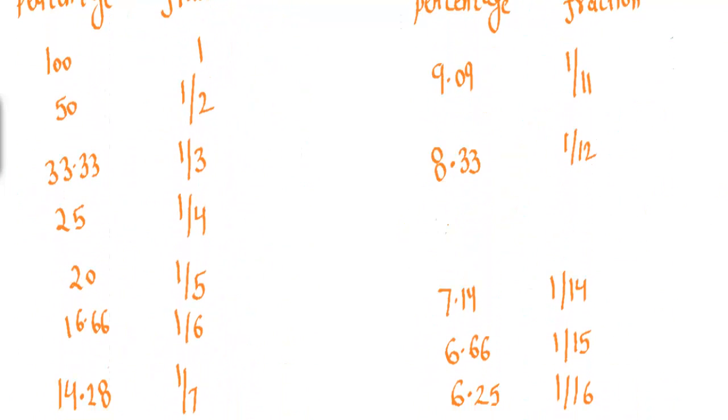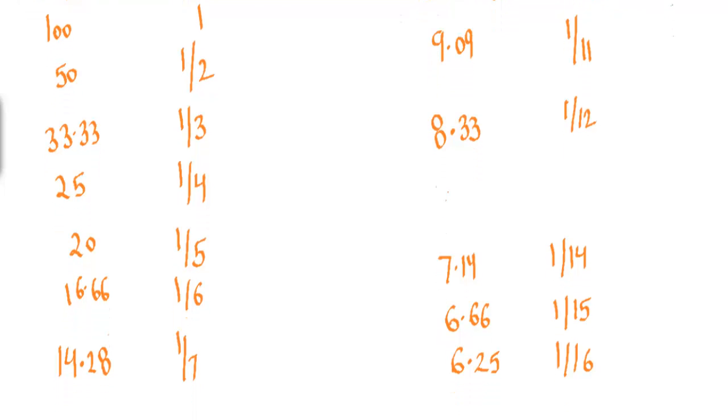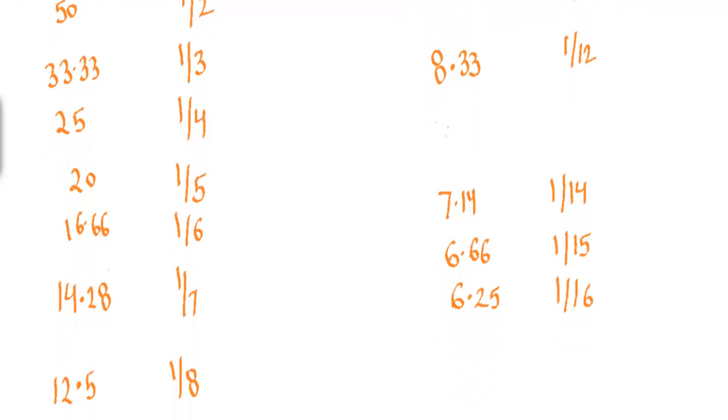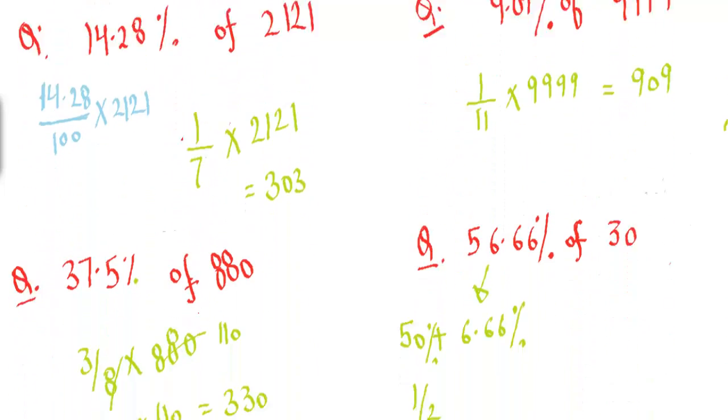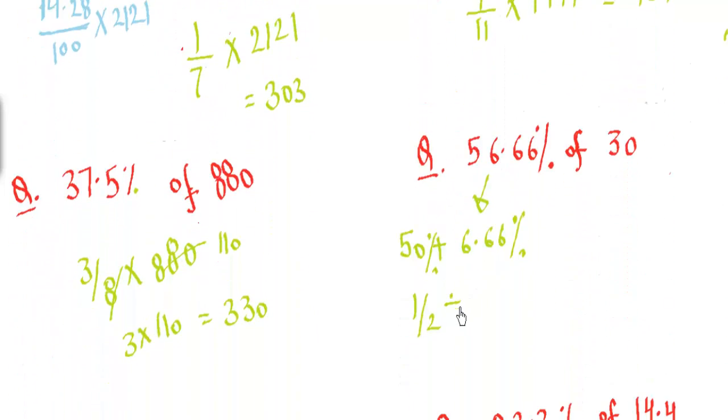Or you can check it, this is 1 by 2. And for 6.66%, I have to look up where the fraction of 6.66% is, that is 1 by 15. So what I can do is simply add it, 1 by 2 plus 1 by 15.